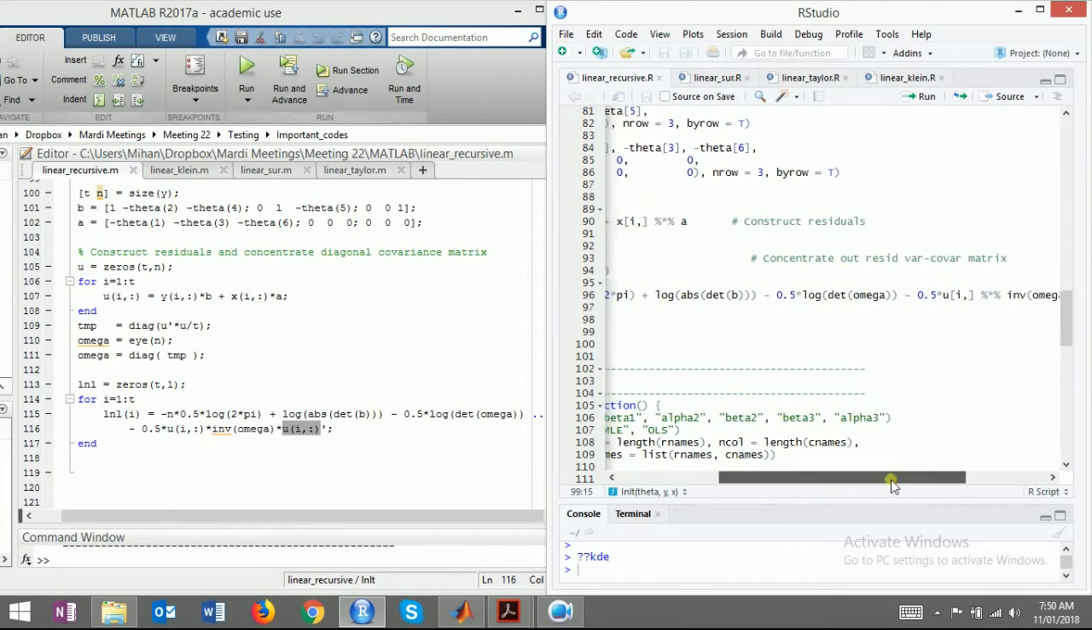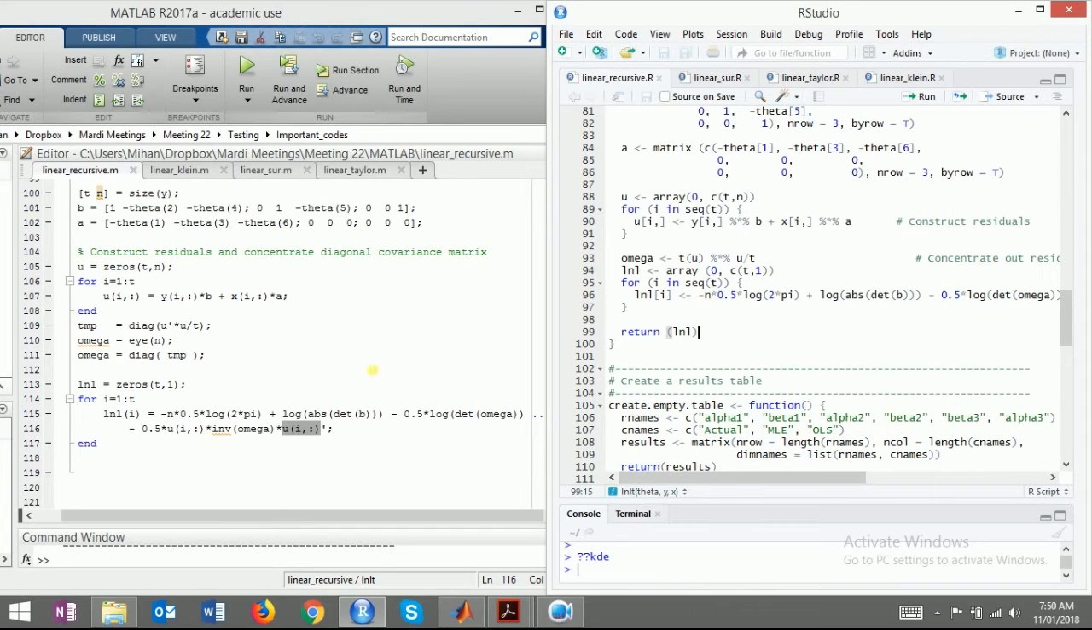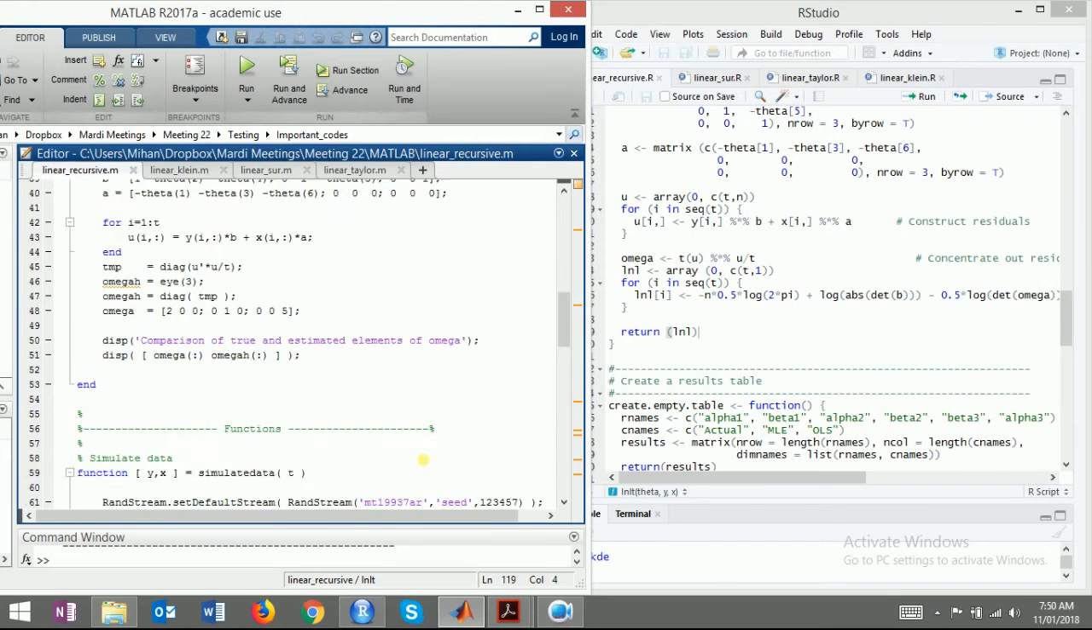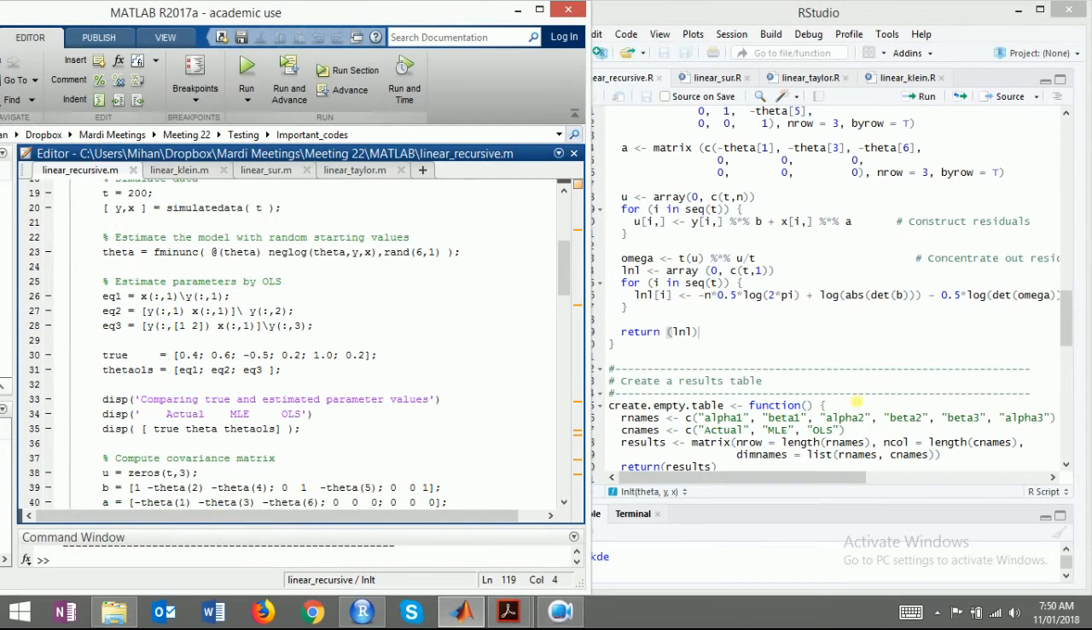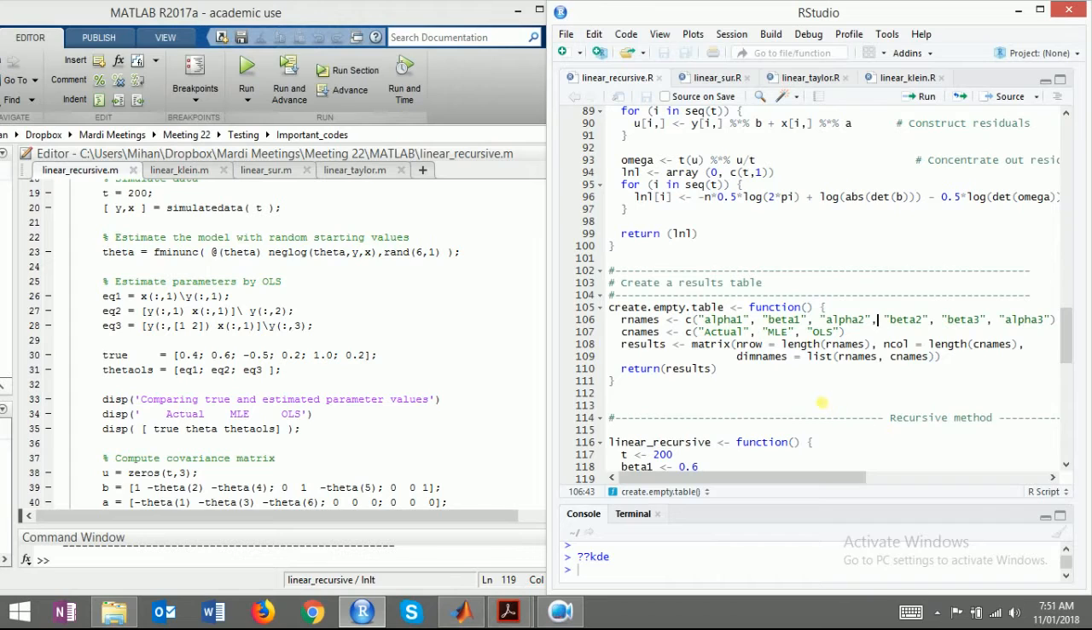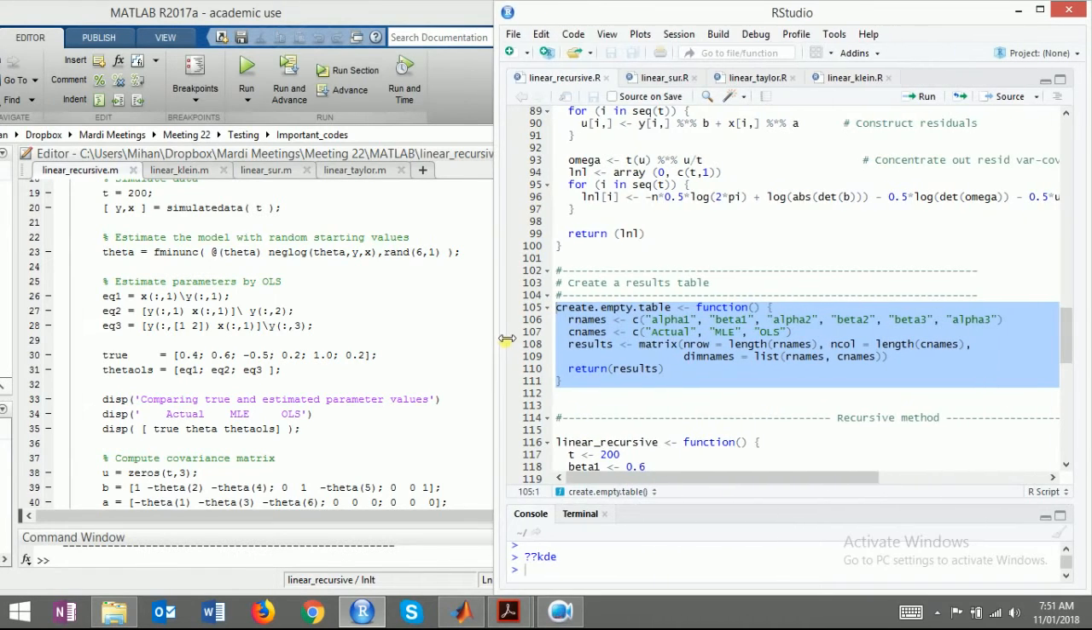Then we do the analysis. Results table. Okay, this is a results table. Have a look. This is a results table. Row names, column names, results, number of rows equals the length of our names, column names. First fix the length of the dimension, then give the names of the dimension.